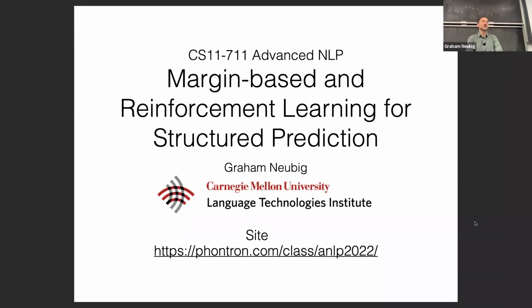So I'm going to talk about margin-based and reinforcement learning for structured prediction problems. And the reason why I say this is exciting is because these kinds of methods open your horizons about the things that you're able to do in a lot of cases. So I like them myself, even if they're a little bit more advanced or hard to apply compared to some of the other things we talked about.